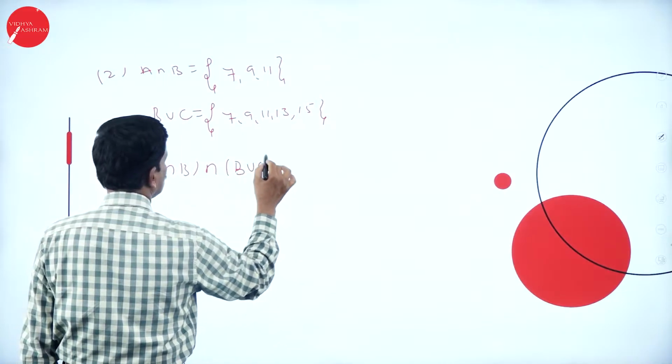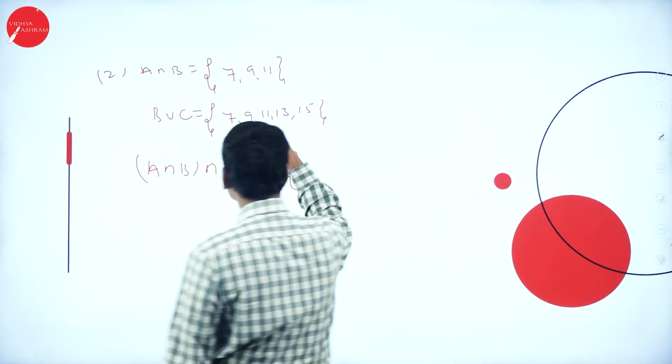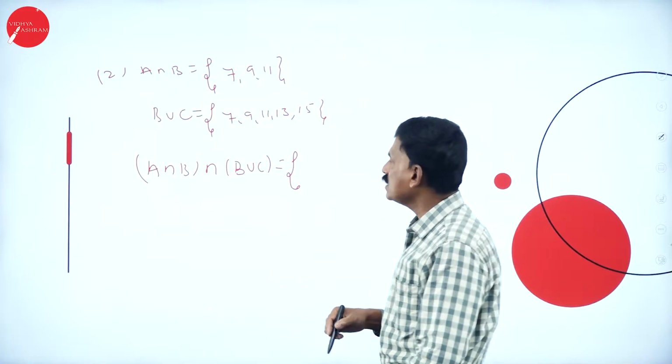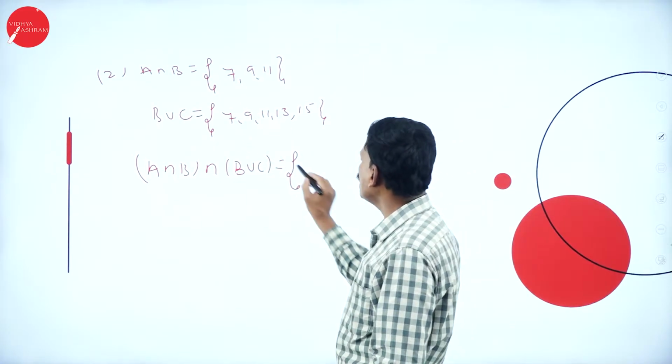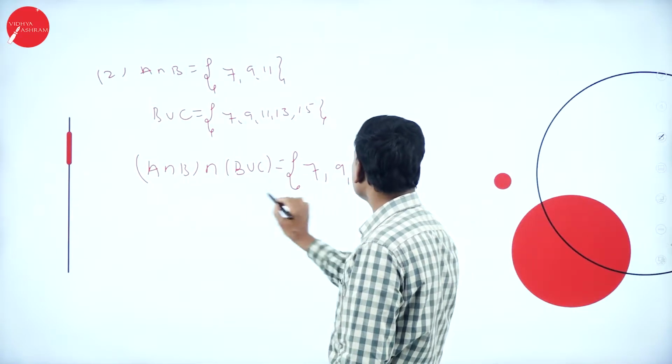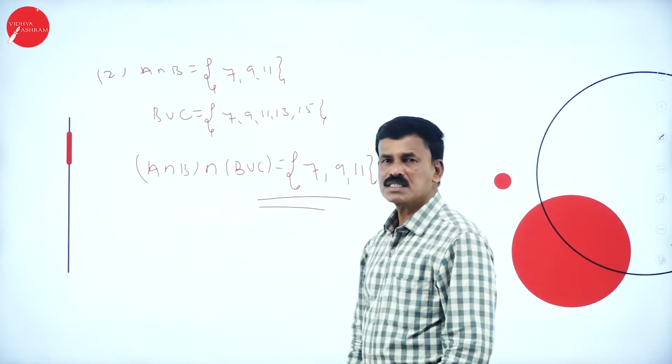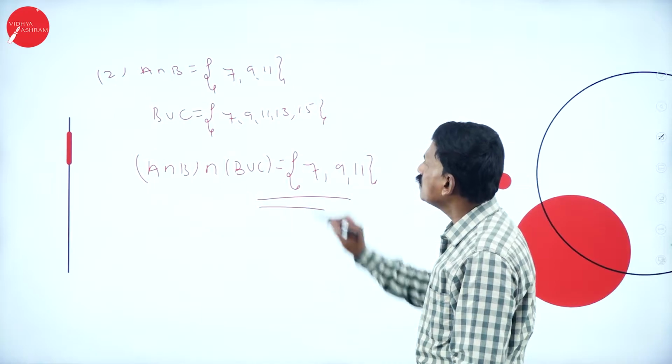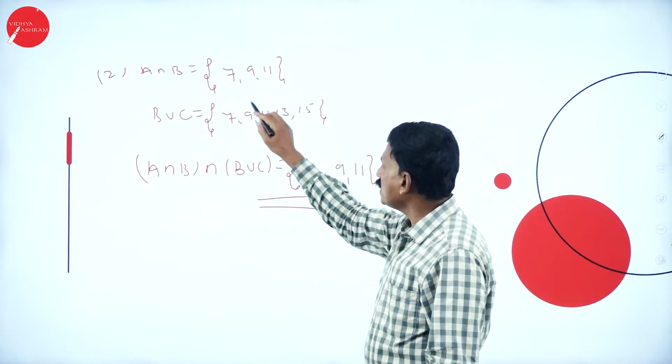B union C. So the intersection of these two. What are the intersection of these two? The common element 7 is there, 9 is also there, 11 is also there. So this is A intersection B union C. The common elements in this.